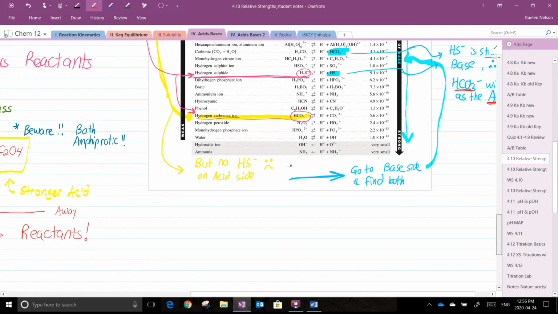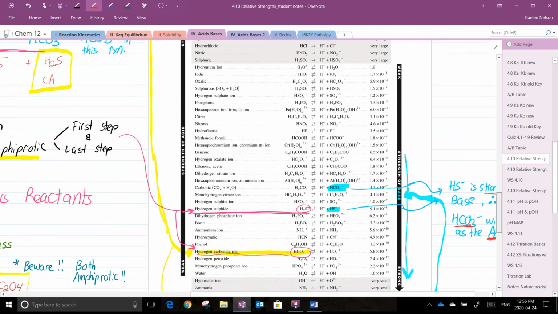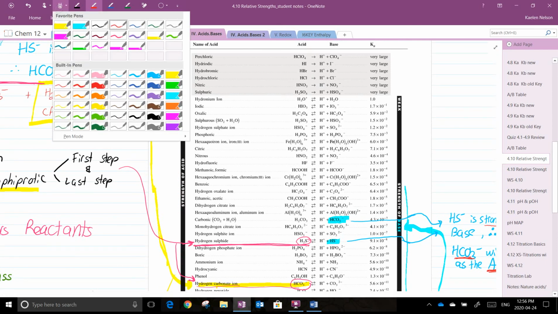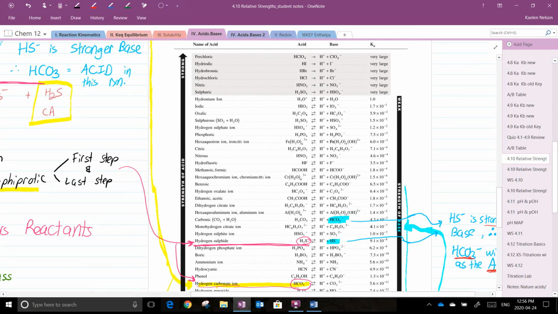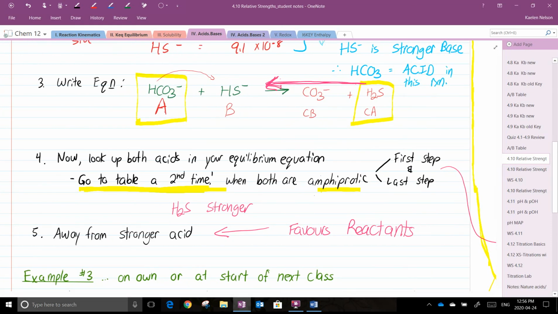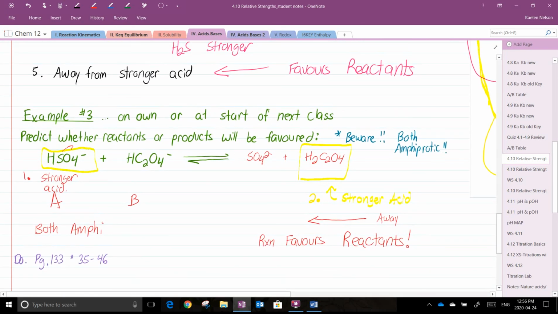I have to reuse this table I've used already. So I have HSO4 right there. And there's H2, but that's not the ion I want, so I'm going to go down a little farther. Here it is, HC2O4, and I can see that HSO4 is stronger. So my first step is I have found that HSO4 was my stronger acid.